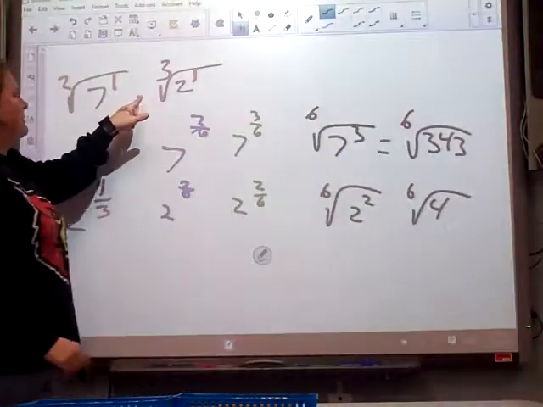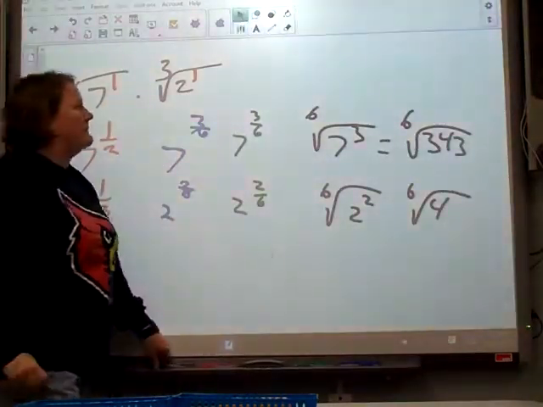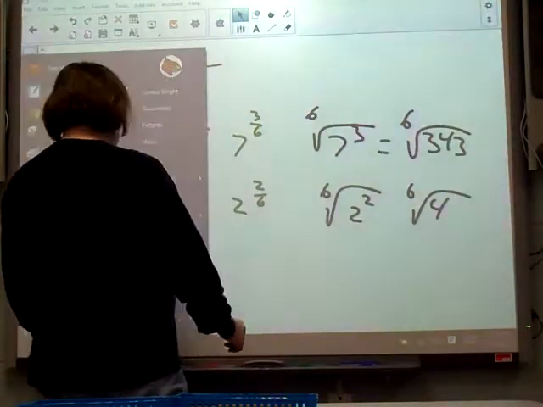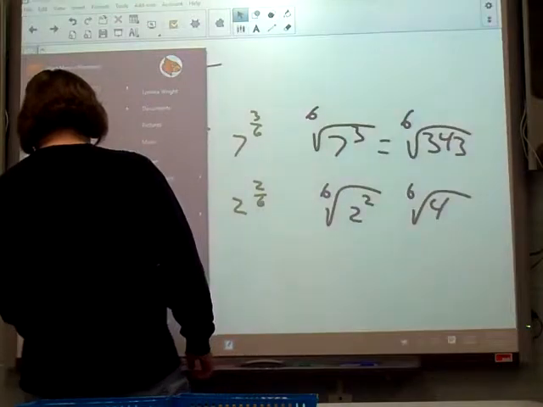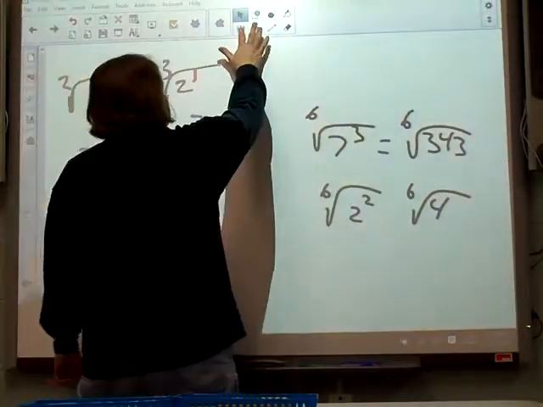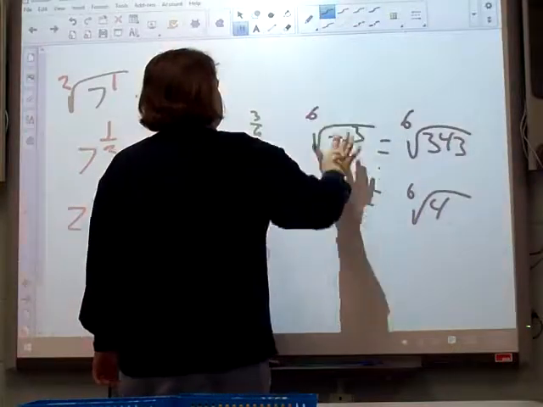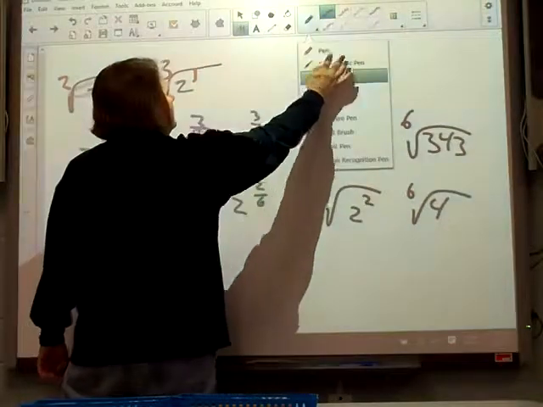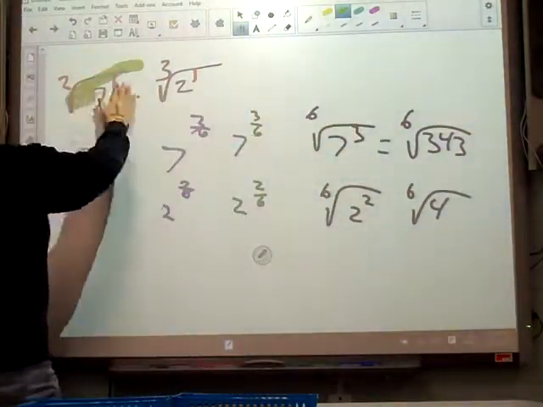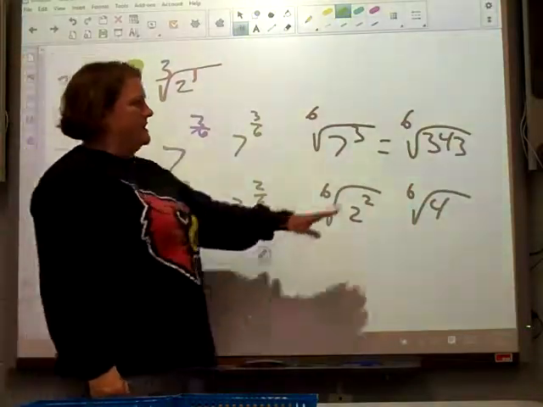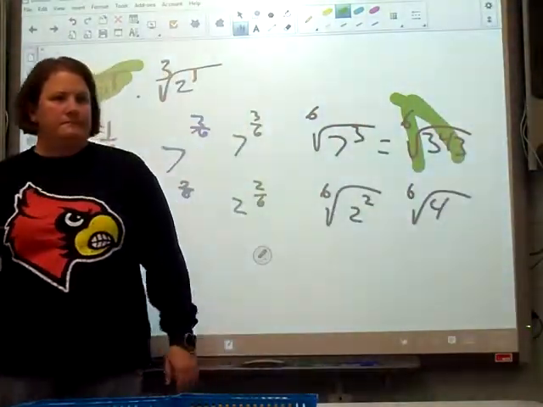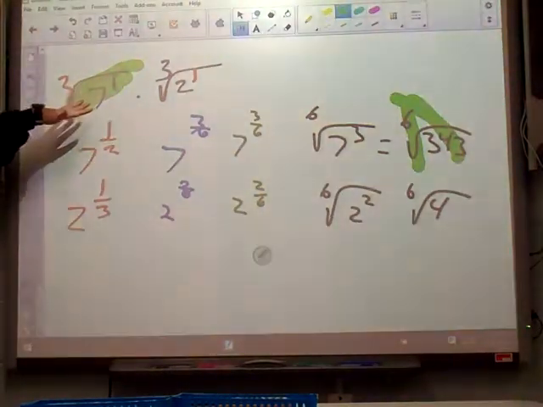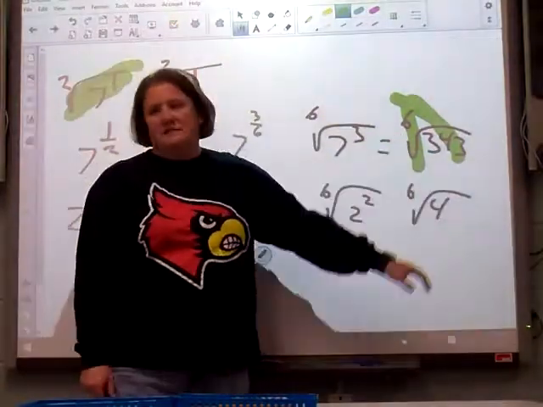Okay, remember the original problem said we wanted to multiply these. Now this is what blows my mind. To think that the square root of 7 is the same as the 6th root of 343. That's craziness to me, but it is. And you can check that on your calculator. You can hit the square root of 7 and get a decimal. Hit the 6th root of 343, it's the same decimal.